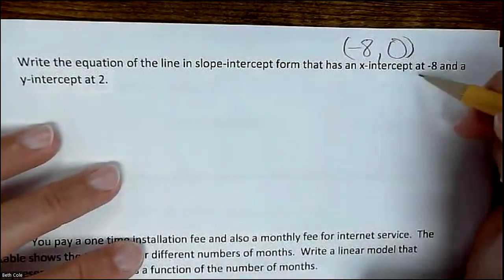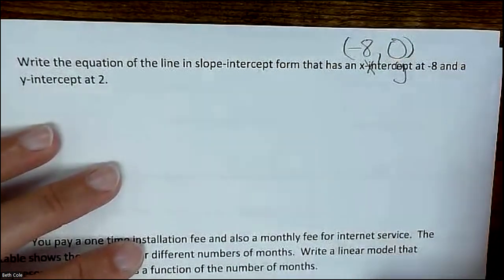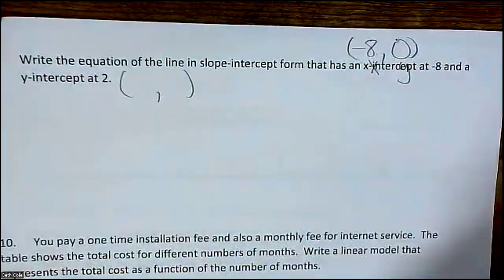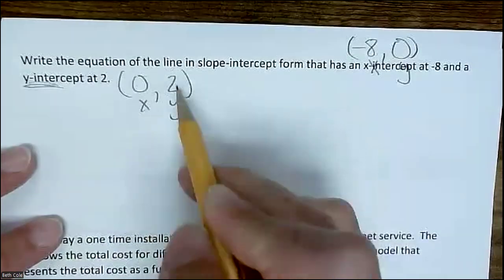If you're not sure, the -8 needs to go where x goes. This is x, y. And then you have a y-intercept at 2. What would that be as an ordered pair? 0, 2. And if you're not sure, it has to go x, y. So the y is the 2.